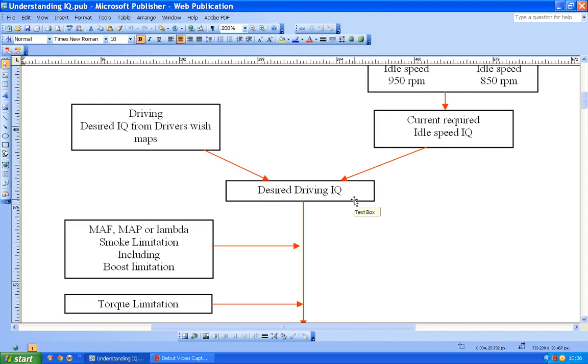Now lots of people obviously think it's just the driver's wish map. But as you can see from this, it's not just the driver's wish map. And in fact, with EDC16 files, it's not even one driver's wish map. It's often a selection of driver's wish maps with factors affecting where on the map you will be or which map you will be using. So it gets even more complicated, but I'm not going to go into that.